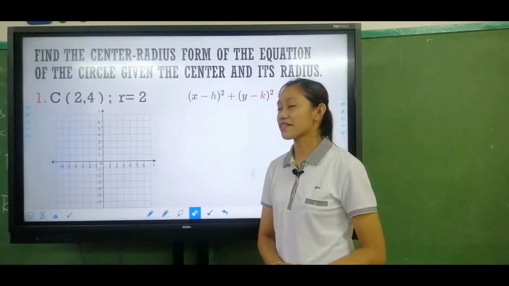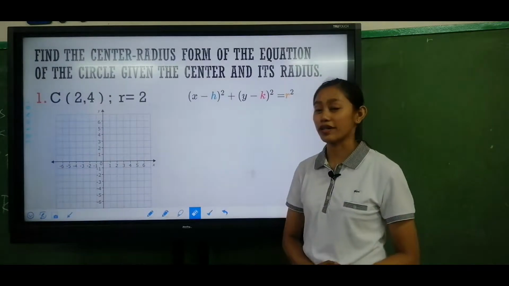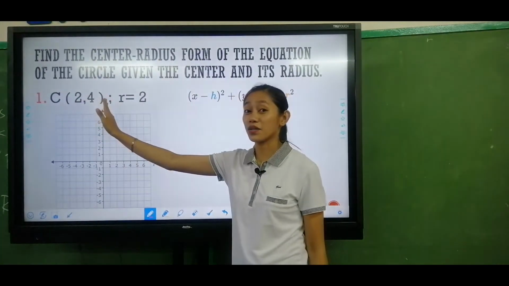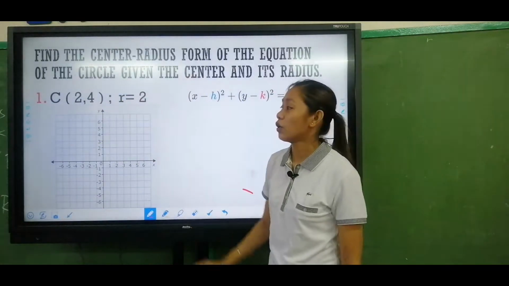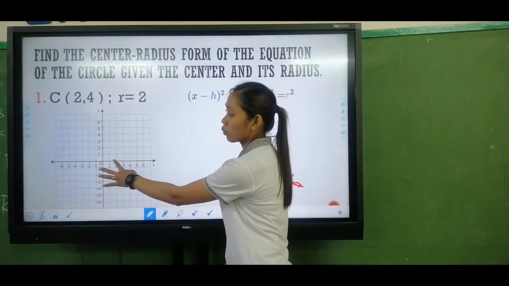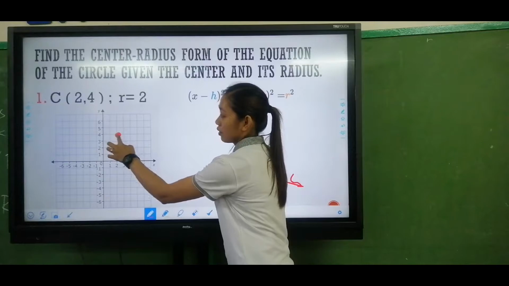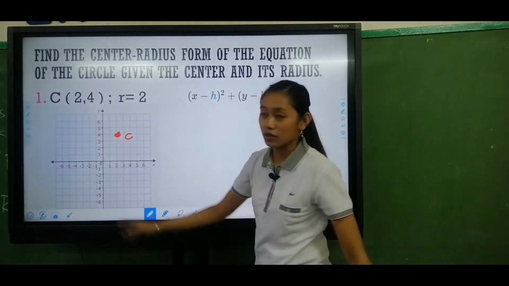Let's have an example. We have here the center of the circle, which is (2, 4), and the radius is 2 units. So let us plot it. Since the coordinates of our center are both positive, we will see it in the first quadrant. So x is 2, then y is 4. So our center is here. Let's name it C. So that is our center.